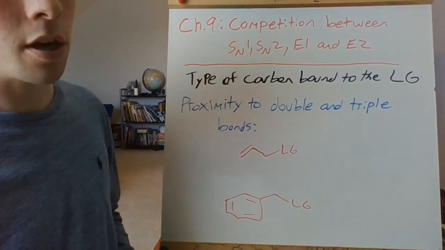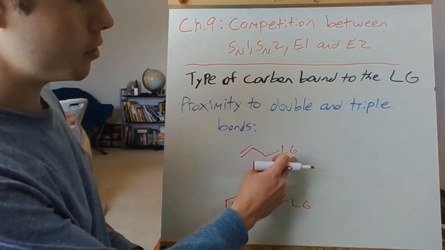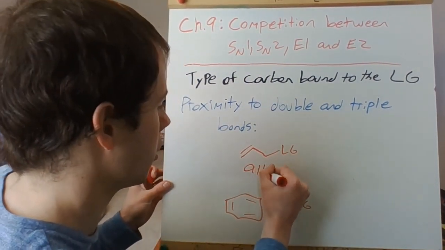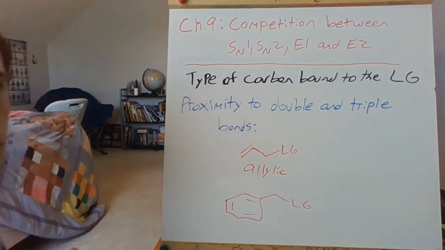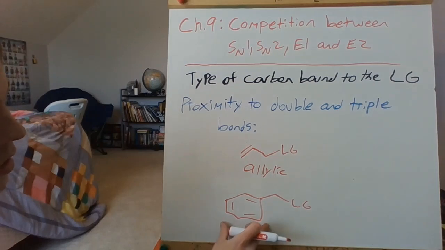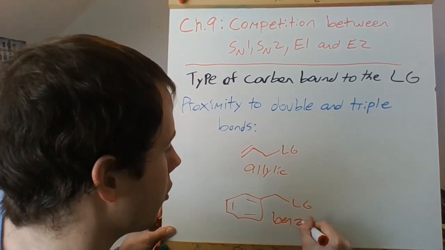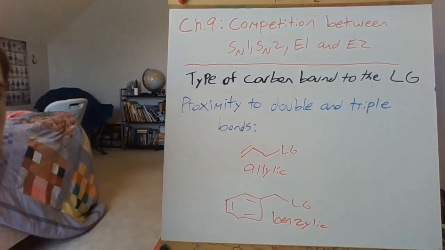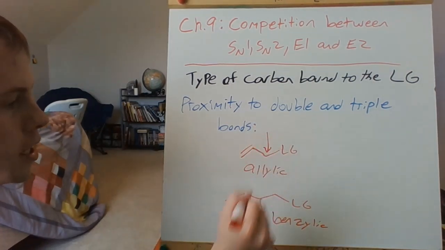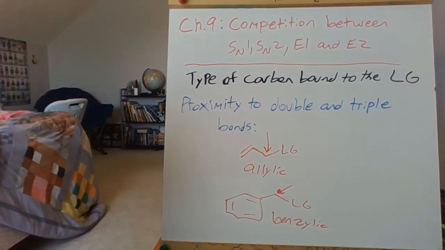All right, lastly, let's talk about the proximity to double bonds and triple bonds. So if our leaving group here is attached to a carbon that's next to an alkene, we call this allylic. And so these are not normal primary carbons, these are actually allylic. And then here, if our leaving group is attached to this carbon, we call this benzylic. And so if we have a leaving group attached to an allylic carbon, which is this one right here, or a benzylic carbon, which is this one right here, then we have added stability.